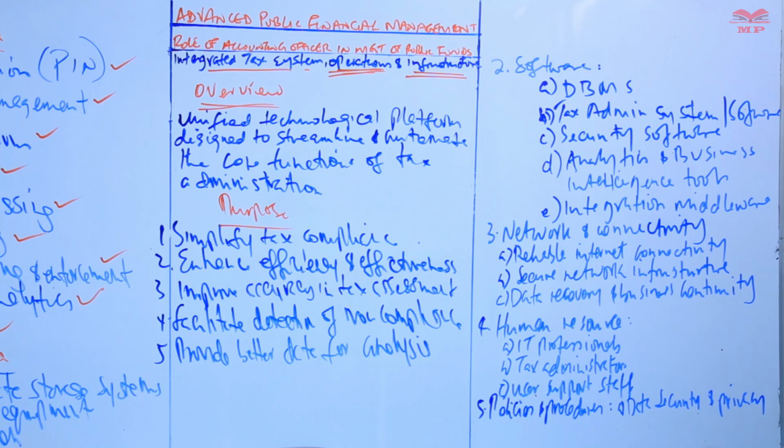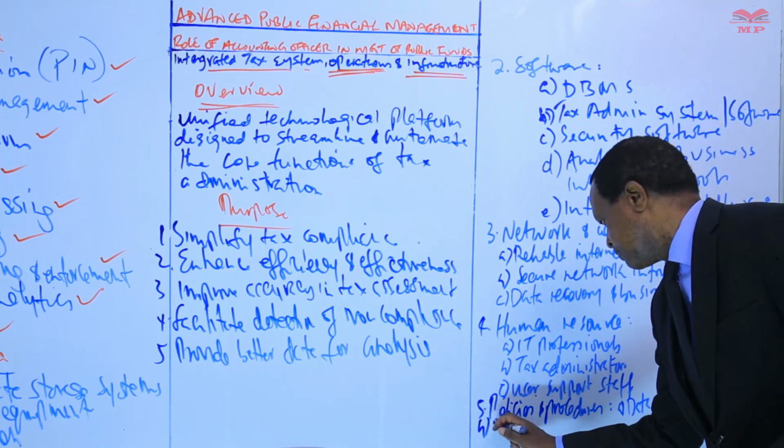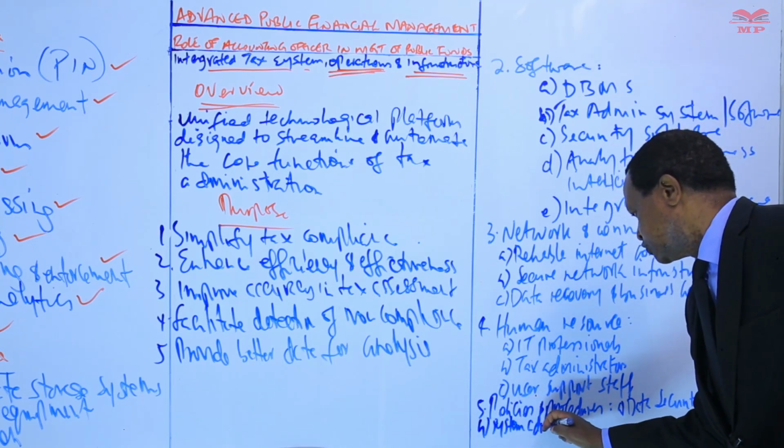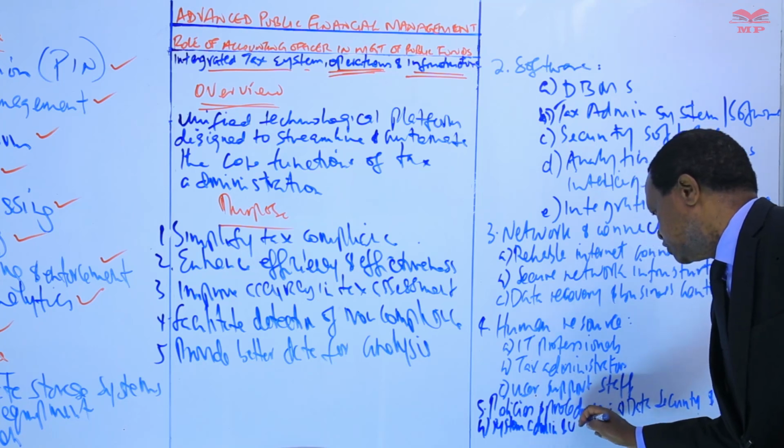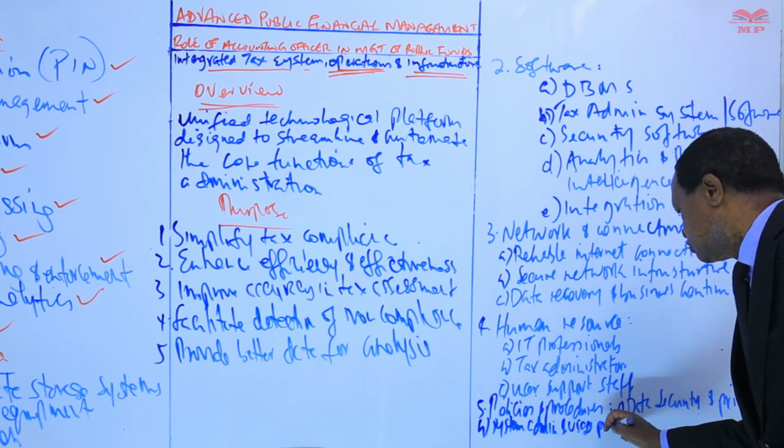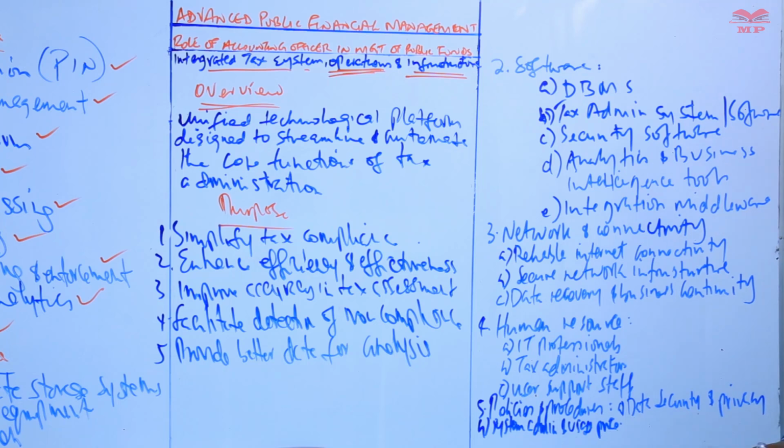Apart from data security and privacy policies, within this infrastructure, we require system administration and usage procedures. These are clear guidelines for the operation, maintenance, and use of the integrated tax system.